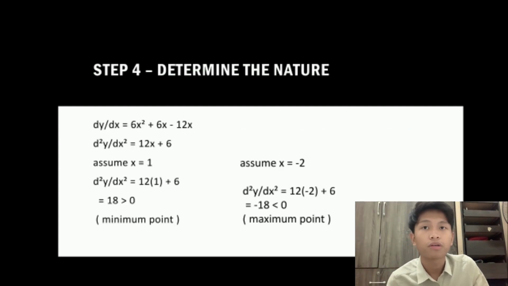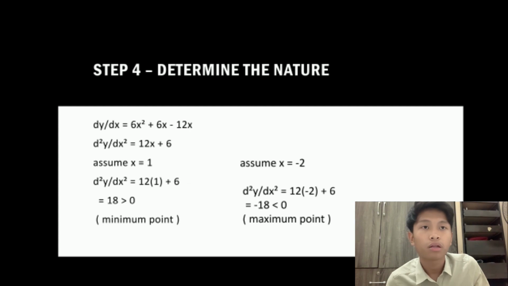For step 4, we must determine the nature. To determine the nature, we must make a second order differentiation to find the maximum and the minimum point. Based on the first equation, we have to differentiate again and substitute the value of x in the equation. So after we make the second order differentiation, we will get the equation 12x plus 6. After that, we will insert the value of x into the equation. So x1 is equal to 1. So the equation is 12(1) plus 6, equal to 18, which is the minimum point.